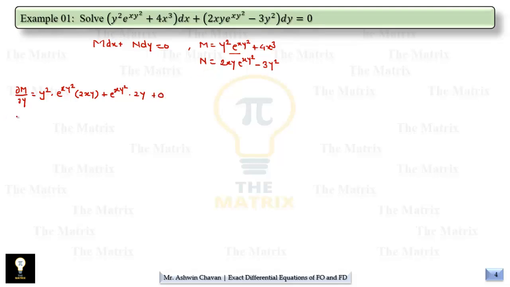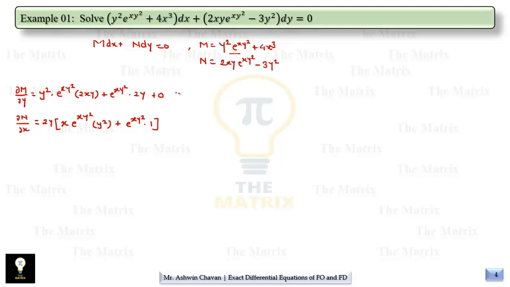Similarly, we have the derivative of N with respect to x partially. Again x and e to the power xy square are in product form, so 2y stays outside as a constant, and we use u into v form here. So x as it is times the derivative of e to the power xy square, which is e to the power xy square into the derivative of xy square, that is y square with respect to x, plus e to the power xy square as it is, times the derivative of x, which is 1.